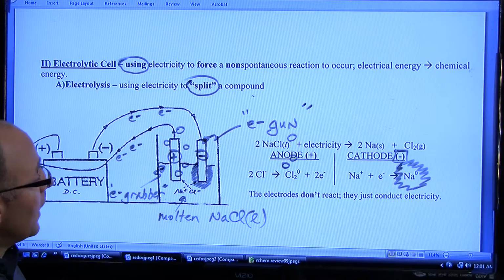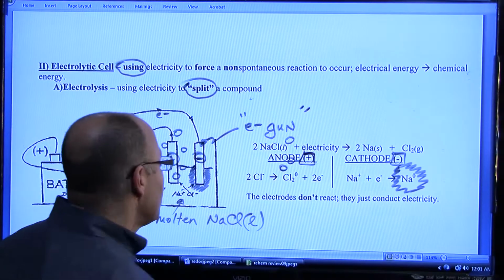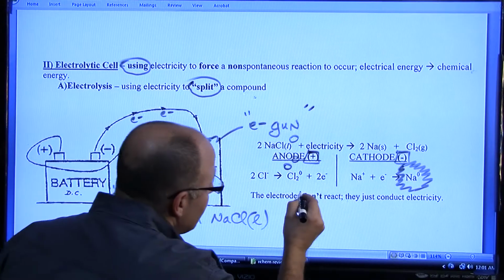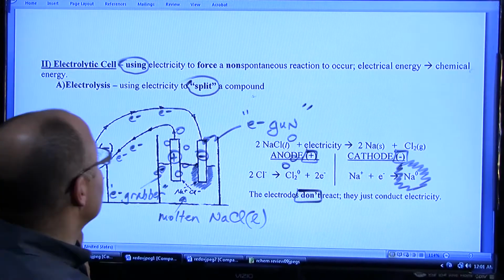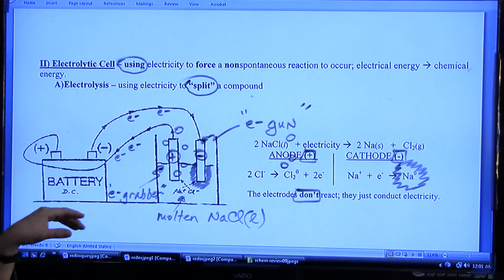At the anode is where oxidation occurs, but the difference here is that it's positively charged. All right? So again, the electrodes don't react in this setup. They just conduct electricity. The DC here, by the way, stands for direct current.